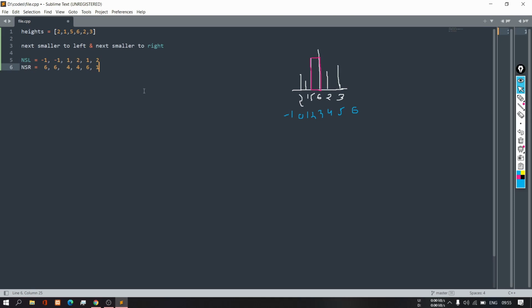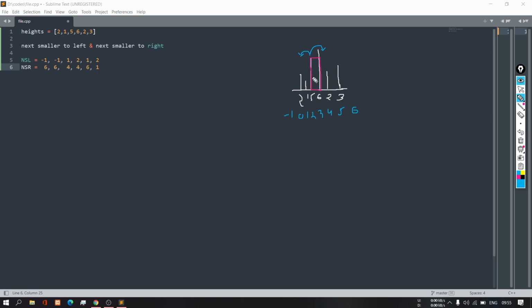And now how will we find the answer? Look, we will check for every possible bar. Our correct answer will come at this bar, whose length is 5, which means the second index bar. How? Let me tell you. We will see its next smaller to the left and next smaller to the right. At the second index, the next smaller to the left is at index 1 and the next smaller to the right is at index 4. It is correct.